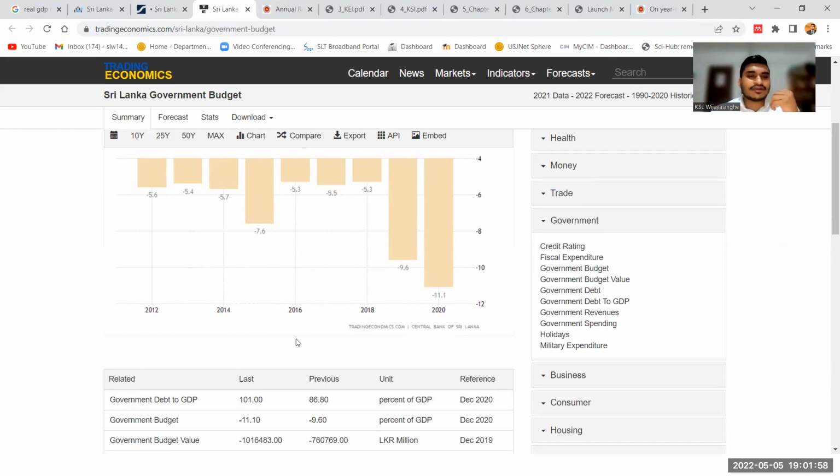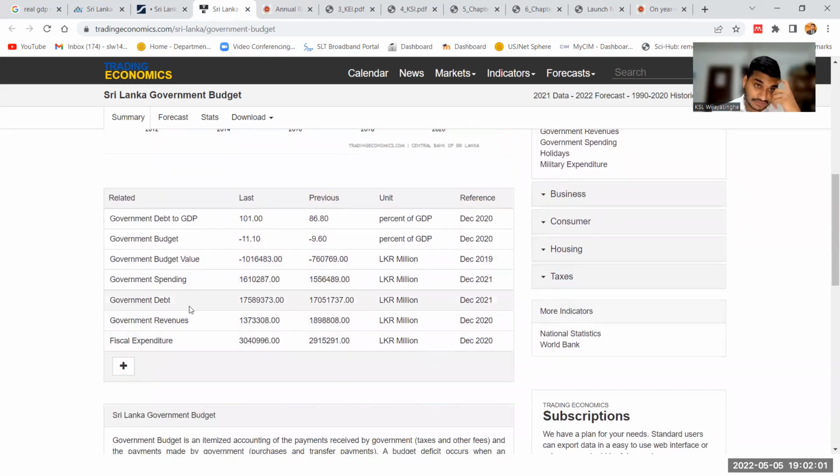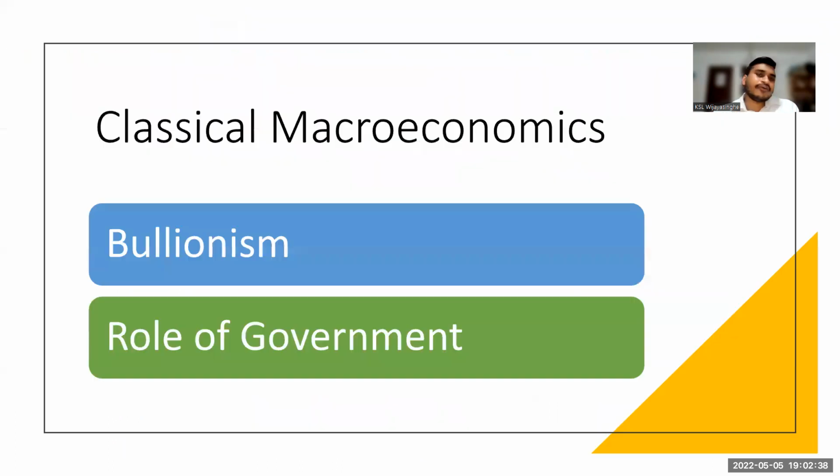So you can get hold of much information. Okay, the government debt is here, government revenue. You see there's a huge difference between what the government is earning and the government's expenditure. Okay, so here you see the fiscal expenditure is about 3 million, the revenue is about 1 million. Okay, these figures should change. Yeah, this might be in billions. So just check. Okay, so we go back to work today.